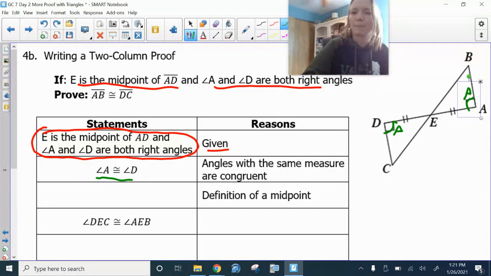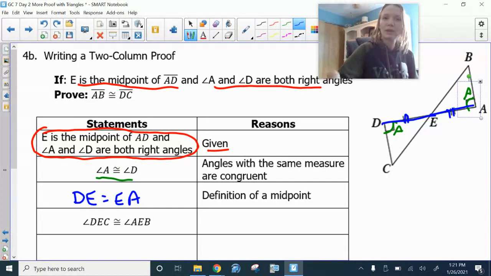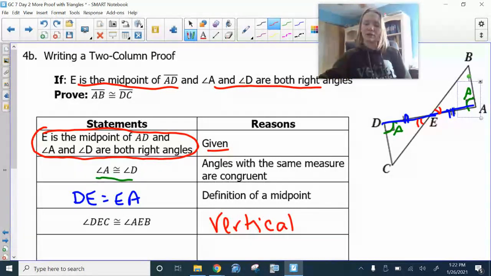It's the same thing. We also then would have our definition of a midpoint, which is that DE and EA have to be equal, because a midpoint makes things equal. And then we have our vertical angles, which were these DEC and AEB. Those are the vertical angles. So you can see it's the same thing, it's just formatted slightly differently.